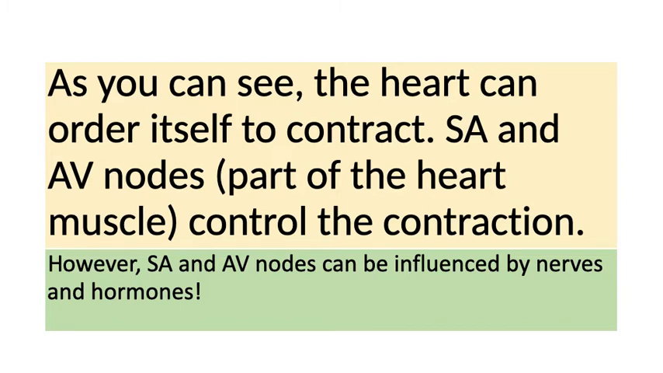Now, however, SA and AV nodes can be influenced by nerves and hormones. Even though it's not the nerve that causes the contraction to happen, some nerves can actually influence the speed of the SA and AV node in sending signals to the heart muscles to contract. We will see in the next slide.